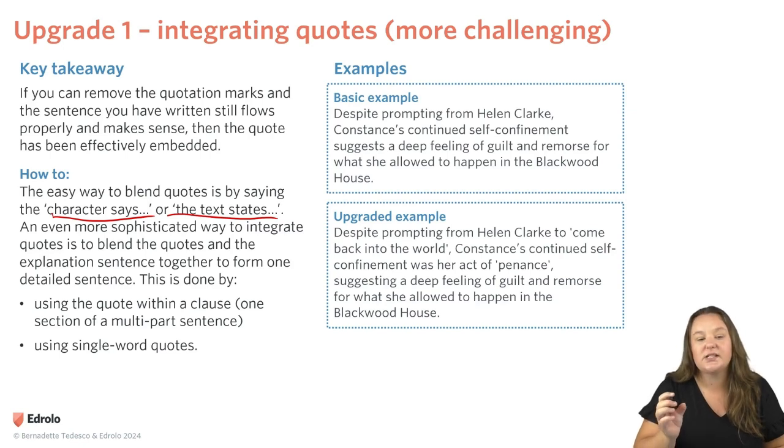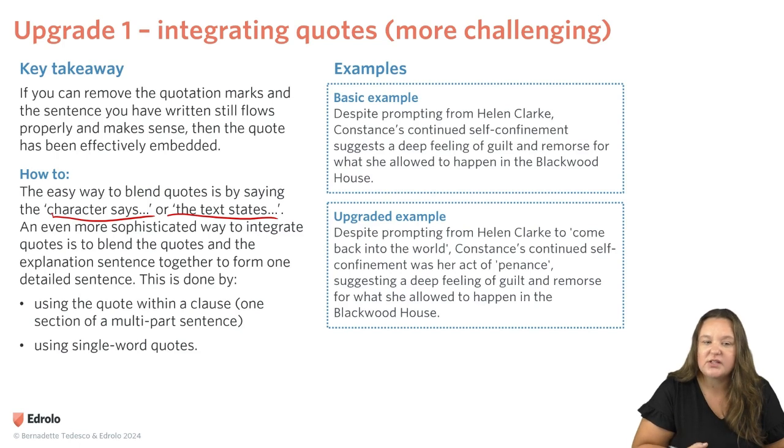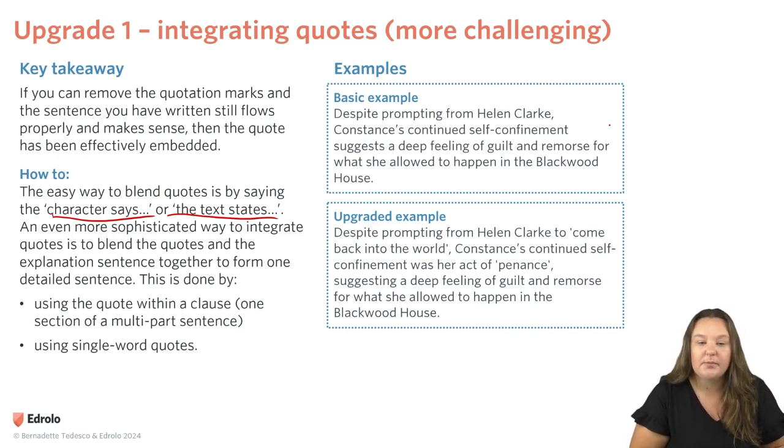Now, if you're using a single word quote, you need to be using a key word. So a single word quote wouldn't be a really generic word like father or a character's name. It has to be a specific key word that you're using. Here's a basic example. Despite prompting from Helen Clark, Constance's continued self-confinement suggests a deep feeling of guilt and remorse for what she allowed to happen in the Blackwood house.